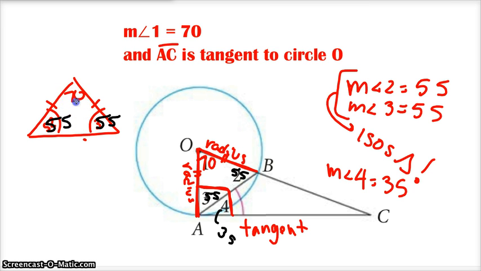The vertex angle is 70, so 180 minus 70, and then when I split the difference between the two angles, they were each 55. I was able to subtract that 55 from the 90 to get the measure of angle 2, angle 3, and angle 4.